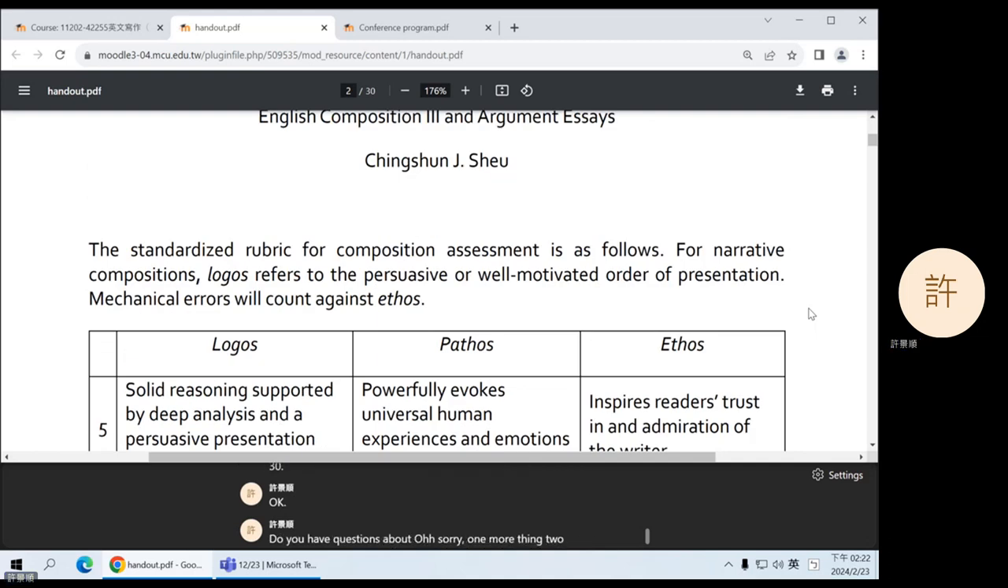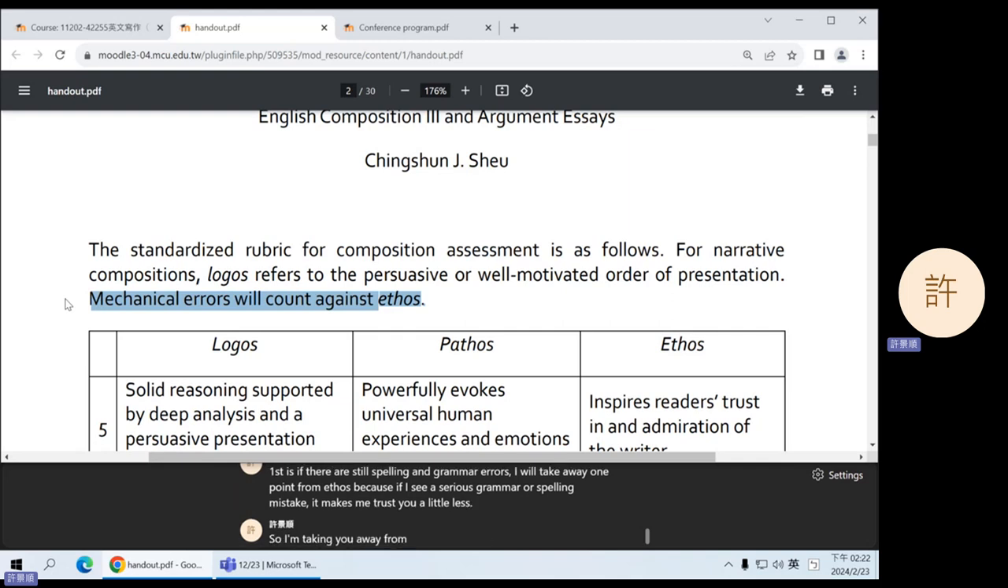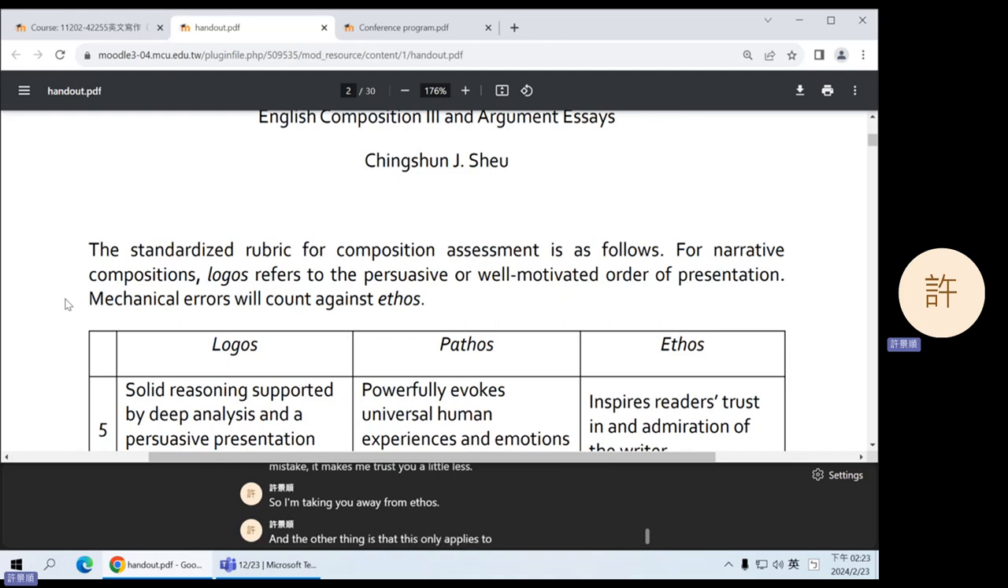Two more things. First is, if there are still spelling and grammar errors, I will take away 1 point from Ethos. Because if I see a serious grammar or spelling mistake, it makes me trust you a little less. So I'm taking it away from Ethos. And the other thing is that this only applies to argument essays. And the essays of writing 3, but in writing 4, only argument essays.